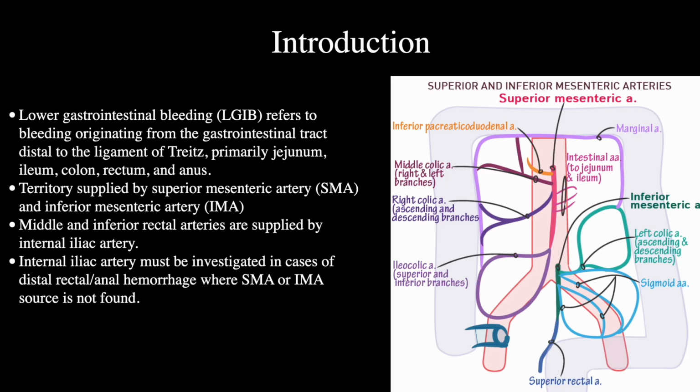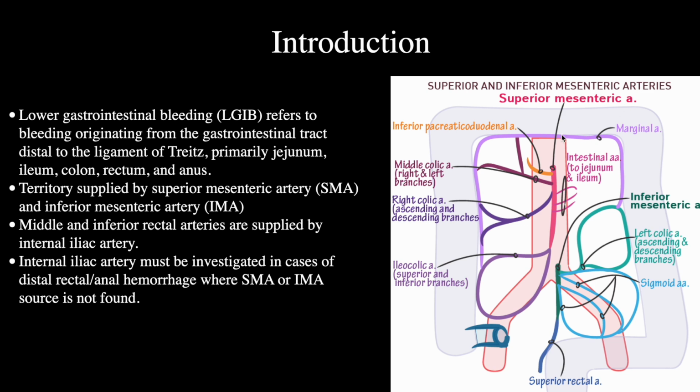So, a small introduction. Lower GI bleed refers to bleed originating from the GI tract distal to the ligament of Treitz, primarily jejunum, ileum, colon, rectum, anus, and predominantly it is the large bowel. The territory is supplied by the SMA and IMA, and the internal iliac artery can also give branches like the middle and inferior rectal arteries that can also cause bleeding of the rectum.